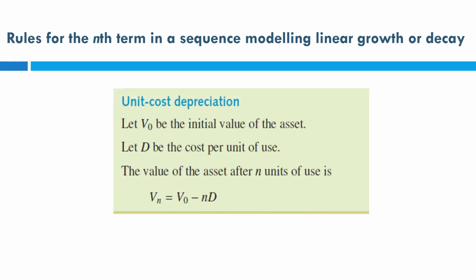Unit cost depreciation, again, very similar to the previously used rule. Vn here is equal to V0 minus, because it's depreciation, N, the number of units in this case, times D, which is the cost per unit of use.